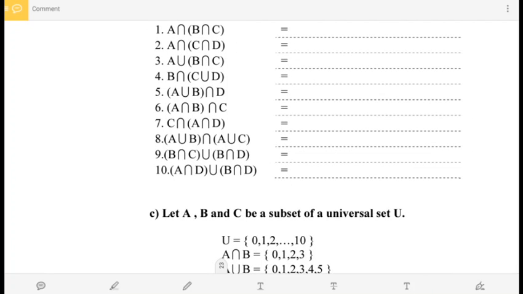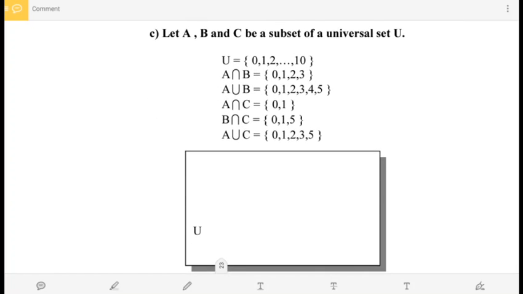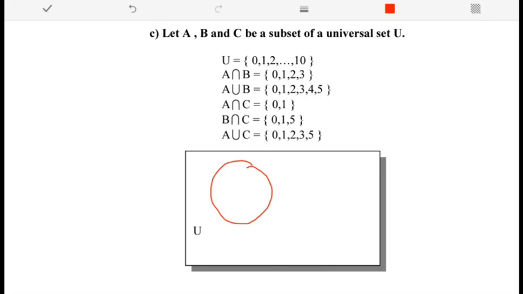Next, let's have letter C. For letter C, you have to make or draw a Venn diagram first using the given operations, and then you have to find set A, set B, and set C. That is the final question for this letter C. So simply, you have to draw first the three sets: set A, set B, and set C.